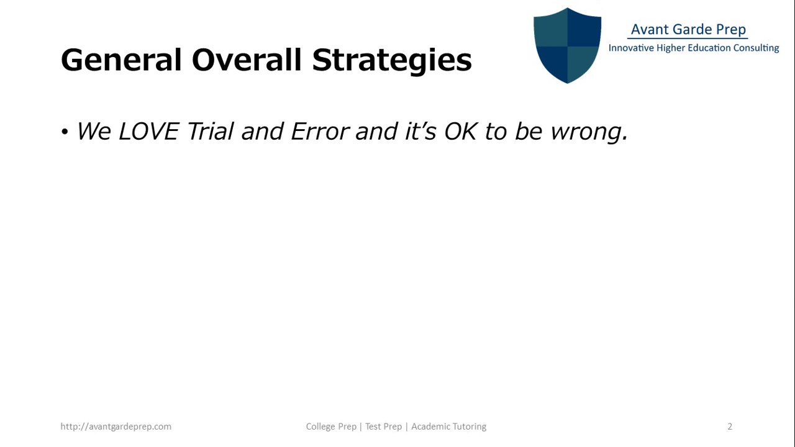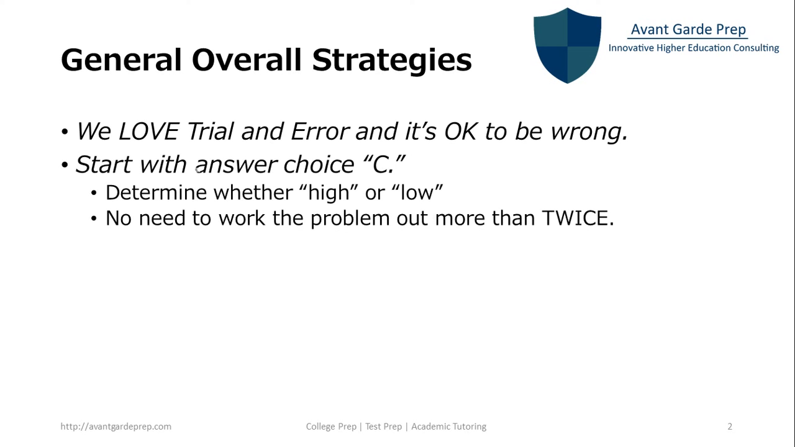First and foremost, we love trial and error problems. With these problems, it's okay to be wrong, and in fact, we will be wrong. The way that we're going to implement this strategy, we're first going to start with answer choice C. This is really important. The SAT arranges their answer choices from least to greatest, starting with A and ending in E. By choosing answer choice C as our starting point, we eliminate 60% of the answer choices from consideration if C is not the correct choice.